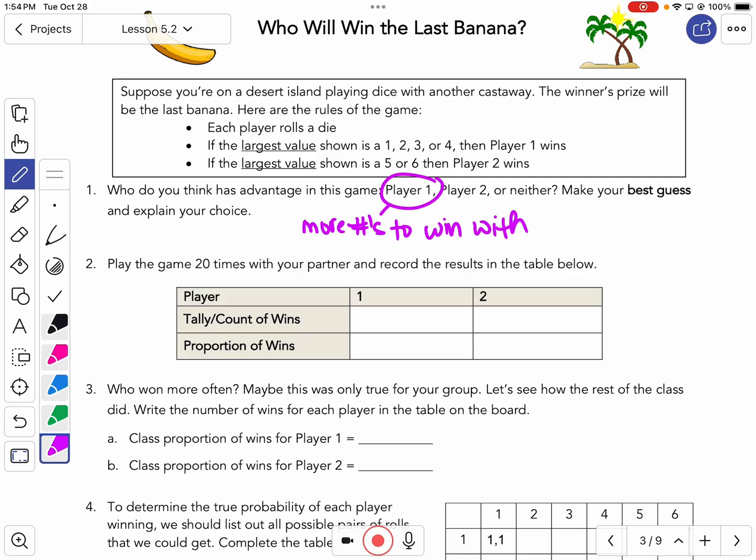Are there questions about how we know who wins? Does it matter which dice it shows up on? No. Okay? If 5 is the biggest number, then player 2 wins. If 2 is the biggest number, player 1 wins. If 4 is the biggest number, player 1 wins. All right? Does that make sense?